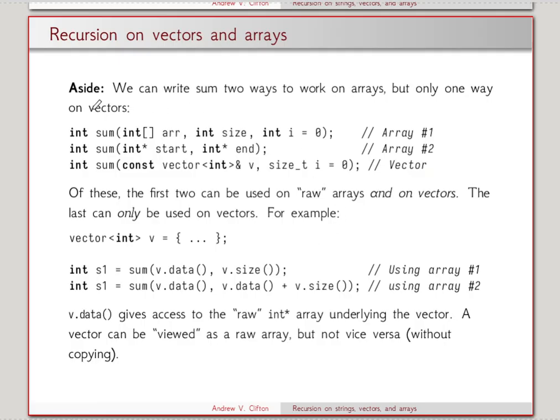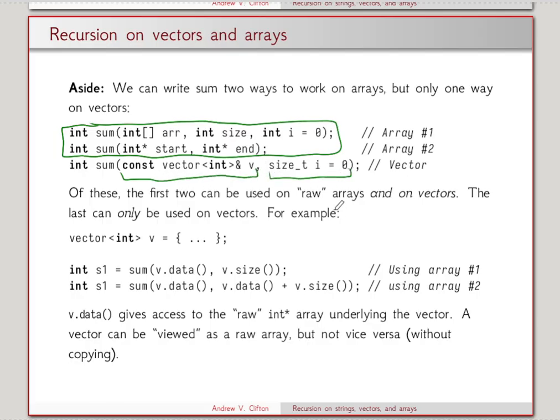So this is a little aside here, right, of like how this applies to vectors here, right? So for sum, right, we can write it two different ways to work on arrays. We can do the size and index version, or we can do the version that we just looked at with the 2 pointers there, like that. But for vector, there's really only one version here, which is we pass the vector by const reference, and then we use i like that right there, right? We can actually use the first two sums on vectors as well.